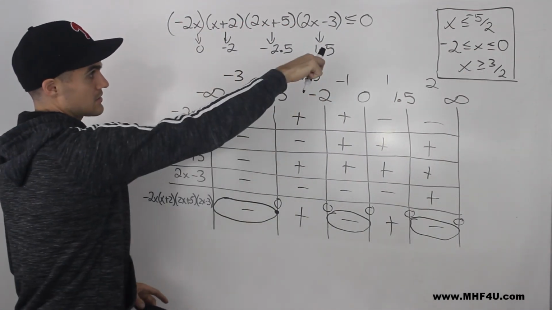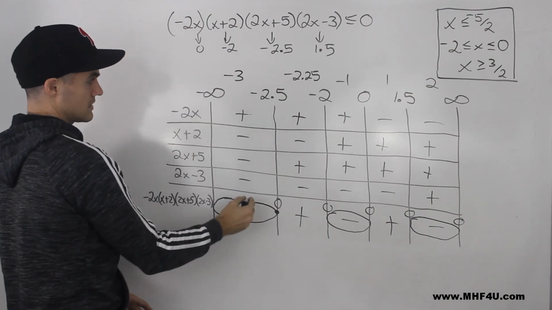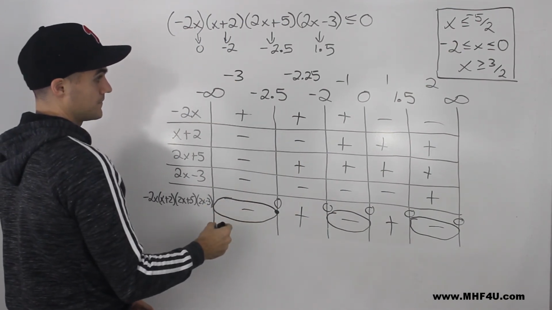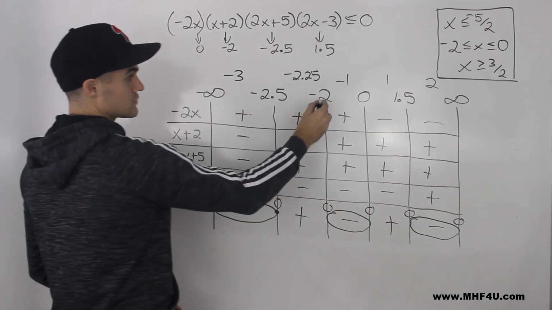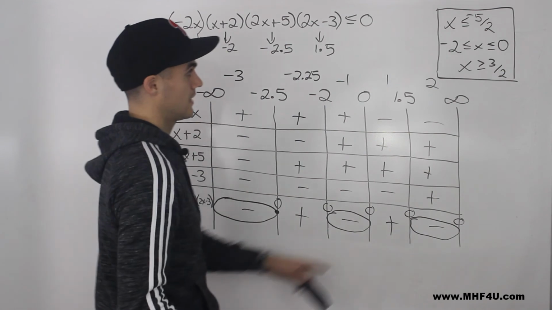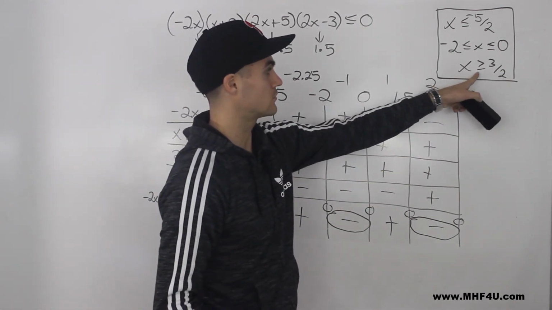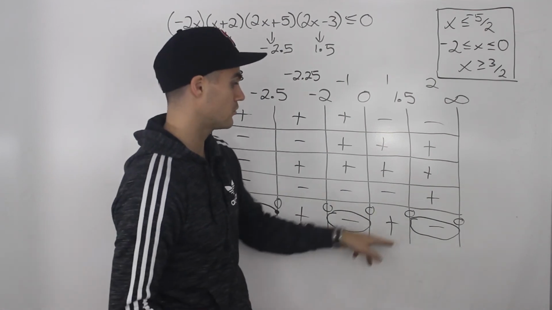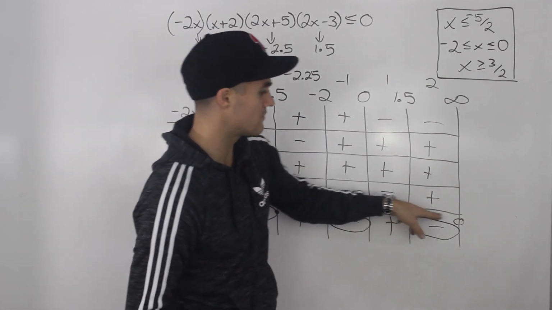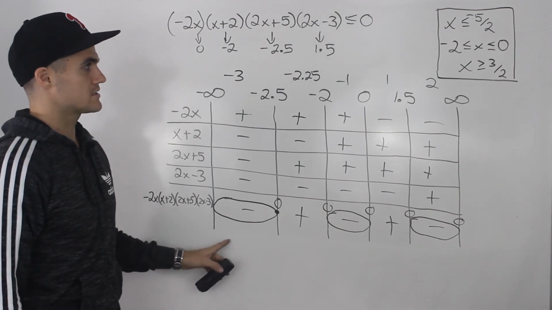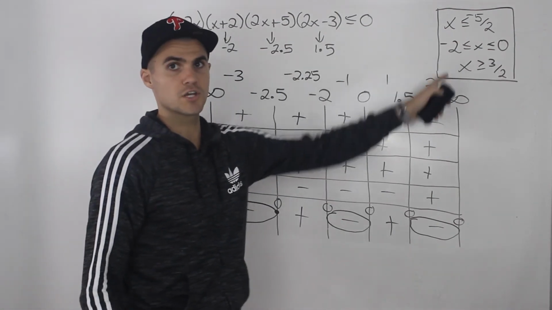When x is less than or equal to -5/2, that's the same thing as right here. When x is between -2 and 0, that's this interval here. And then when x is greater than 3/2, which is the same as x being greater than 1.5 or between 1.5 and positive infinity.